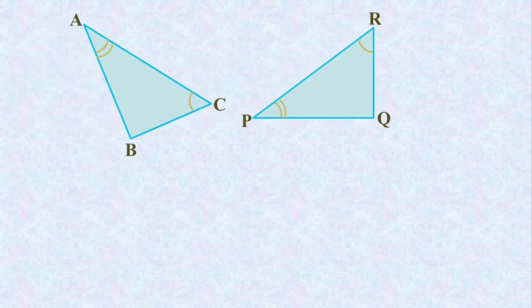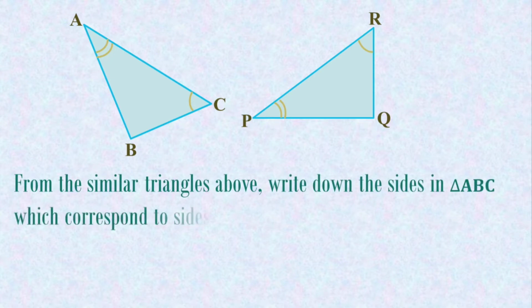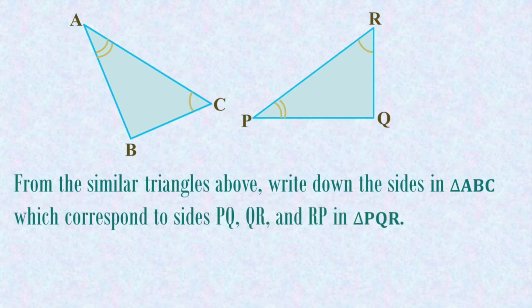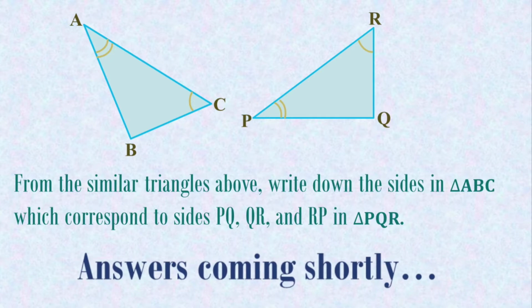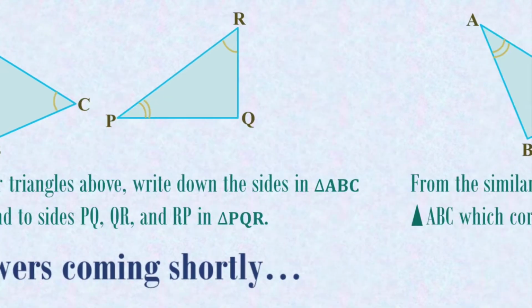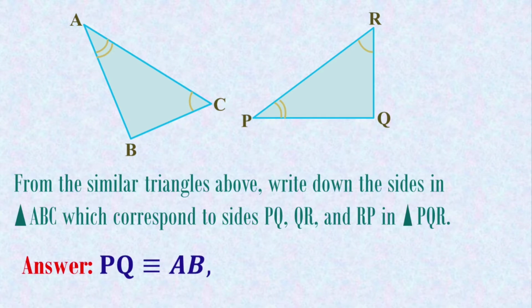Now take a look at the similar triangles. Write down the sides in triangle ABC which corresponds to sides PQ, QR, and RP in triangle PQR. Now angle P corresponds to angle A and angle Q corresponds to angle B. Hence, PQ corresponds to AB.